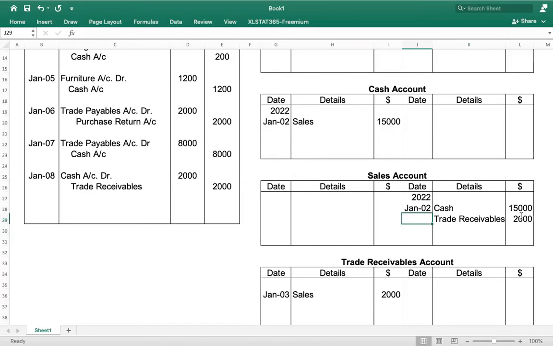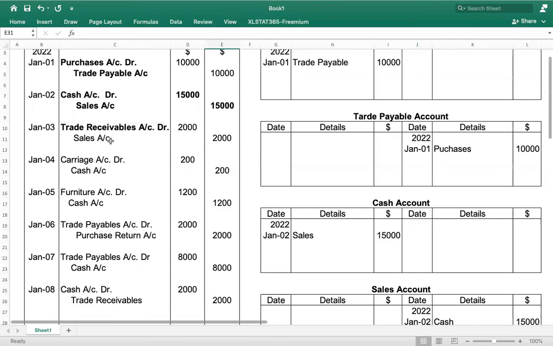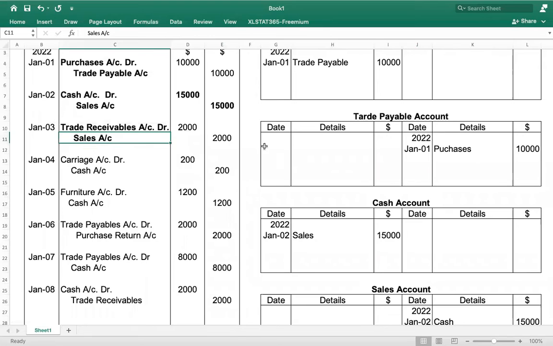Trade receivables, date Jan 3rd. I hope that's understood. Okay, so we are done with Jan 3rd. Now Jan 4th, tell me.